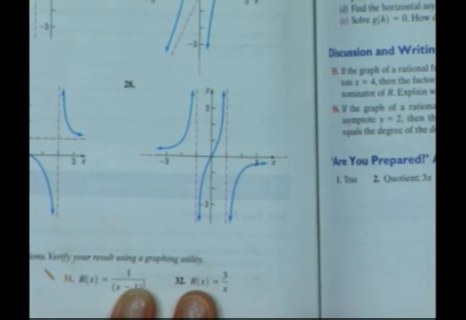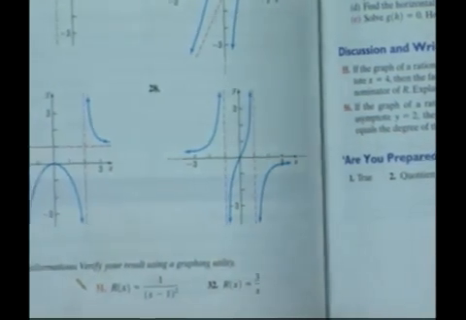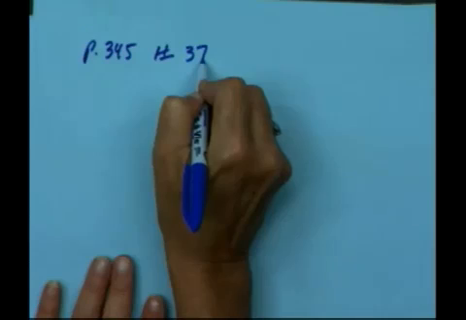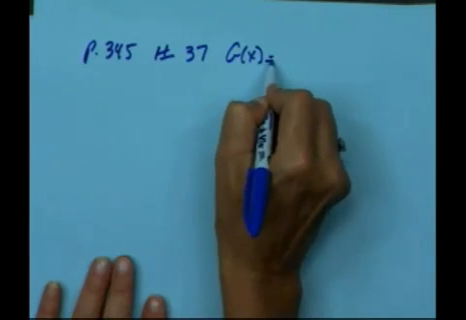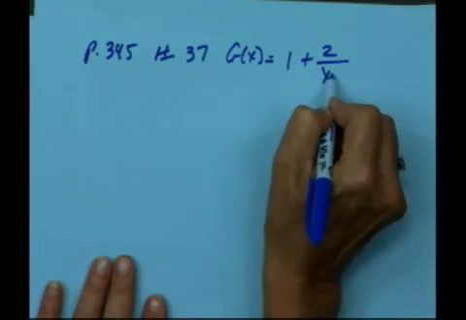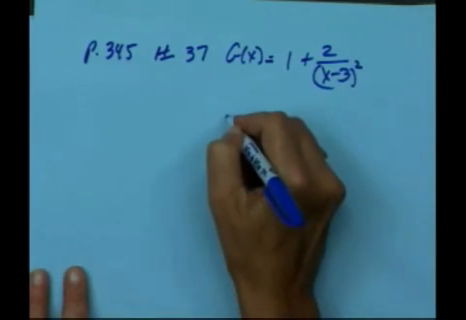The next question was number 37. Graph the rational function by transformations. Let's graph that real fast. This is page 345, number 37, and it's g of x equals 1 plus 2 over x minus 3 squared.